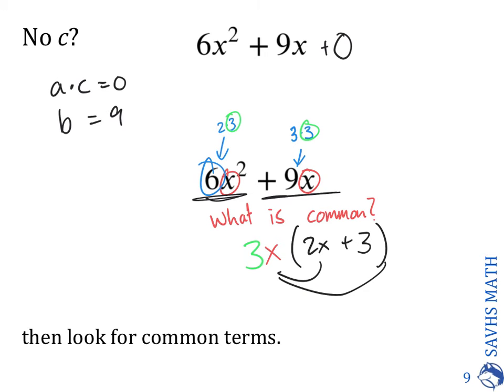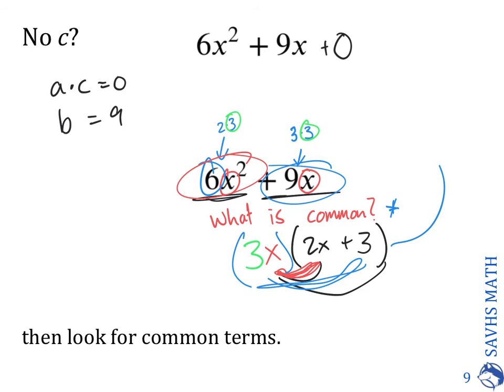So if you check this, you distribute these two together, you get 6x squared, and you distribute these two together and you get 9x. So find the thing that is common between both terms. You can pull that out or factor it out or undistribute it, and then there's your answer. This is your factored form. If you multiply this out, remember you will get what we started with.